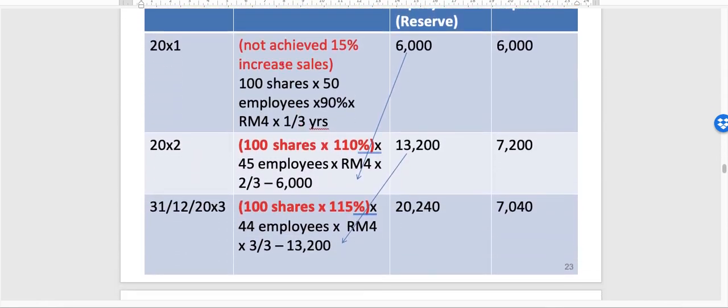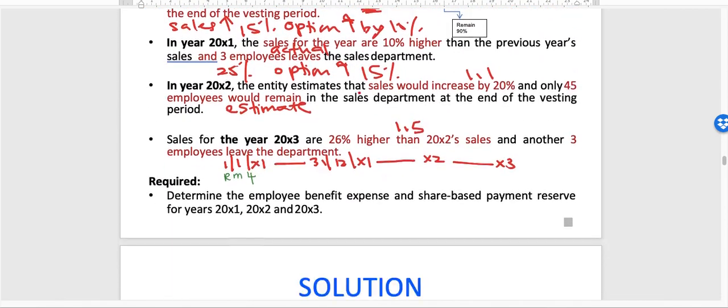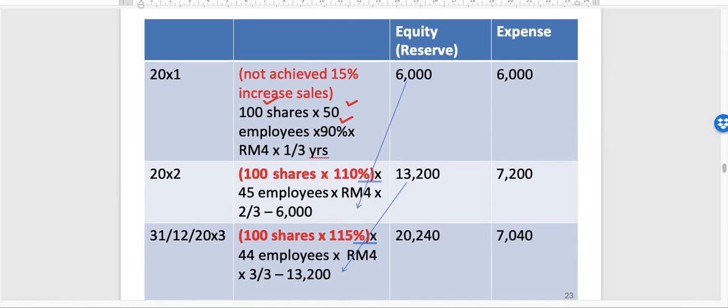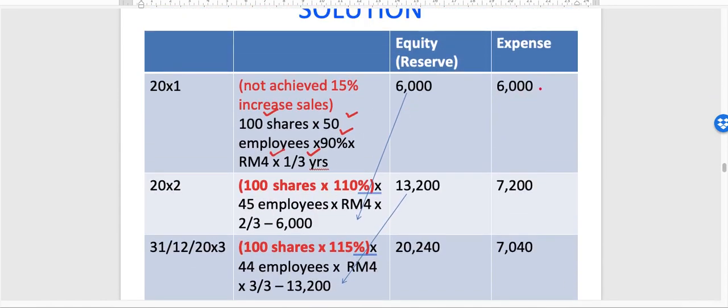The first year, you did not achieve the performance condition. So, the number of shares times the 50 employees and the estimated employees left in the company, because earlier on you estimate 10% will leave the company. So, you times with 90%, times with the share price, times with 1/3 because the vesting period is 3 years. So, you get 6,000 expenses and the equity is 6,000.